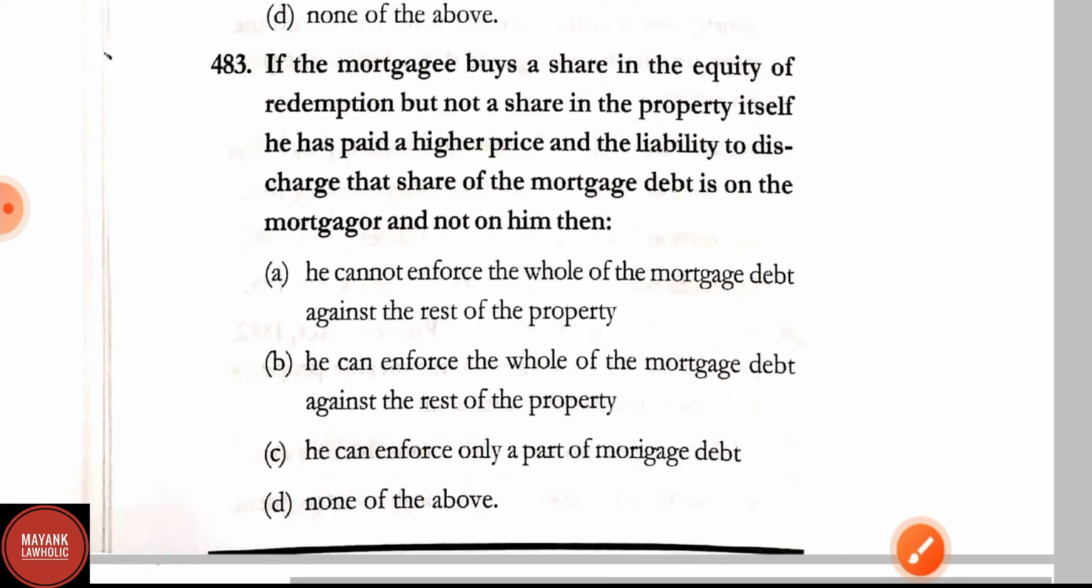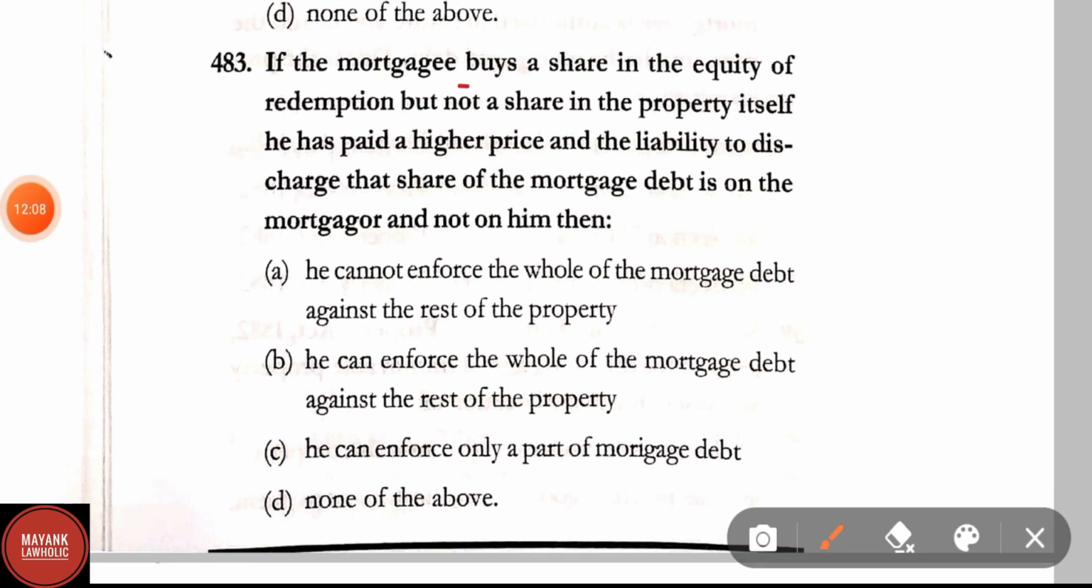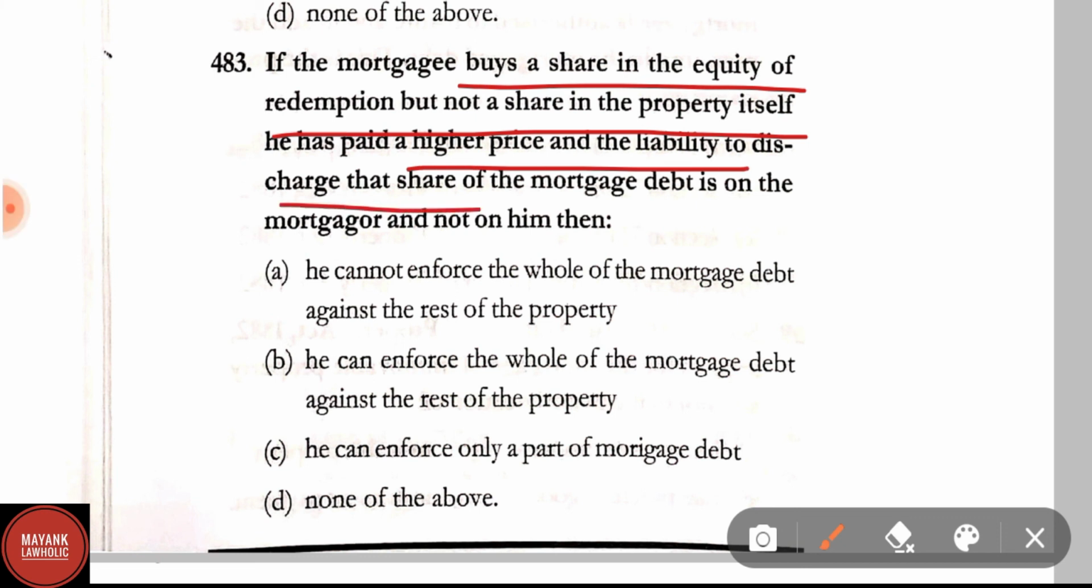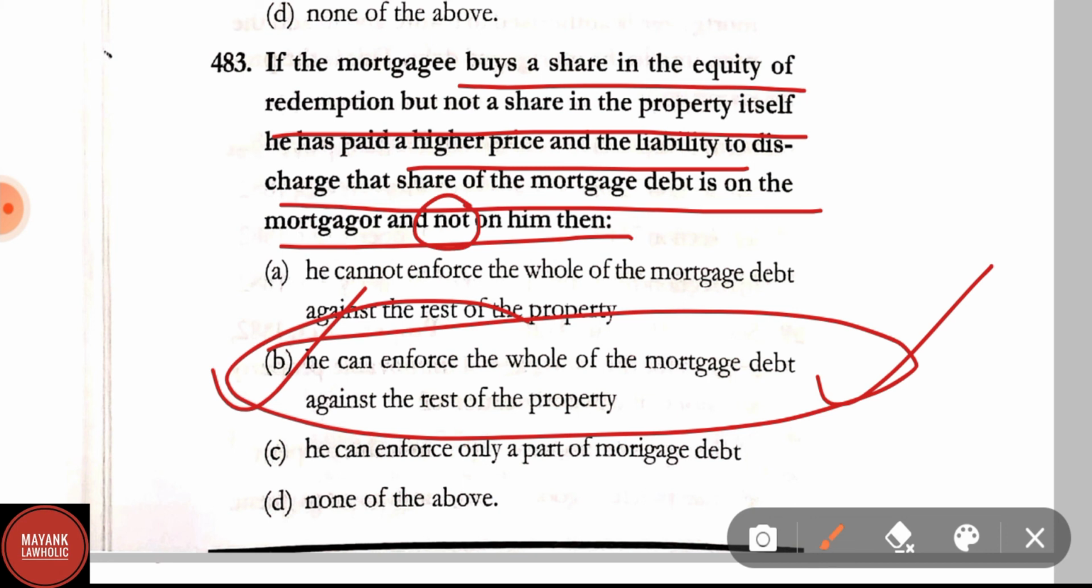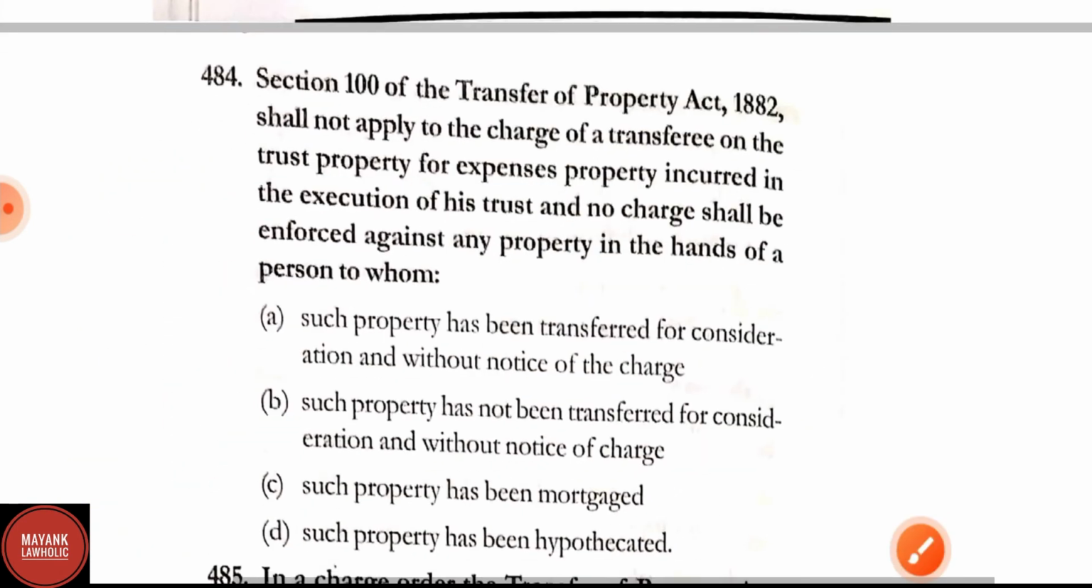Question number 483. If the mortgagee buys a share in the equity of redemption but not a share in the property itself, he has paid a higher price and the liability to discharge that share of the mortgage debt is on the mortgagor and not on him. Then option A, he cannot enforce the whole of the mortgage debt against the rest of the property. Option B, he can enforce the whole of the mortgage debt against the rest of the property. Option C, he can enforce only a part of the mortgage debt, and option D, none of the above. Here the correct answer is option B, he can enforce the whole of the mortgage debt against the rest of the property. Question number 484.